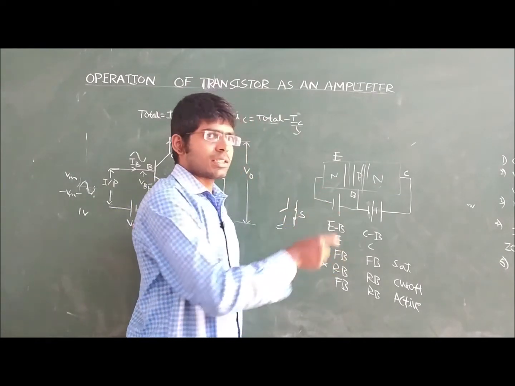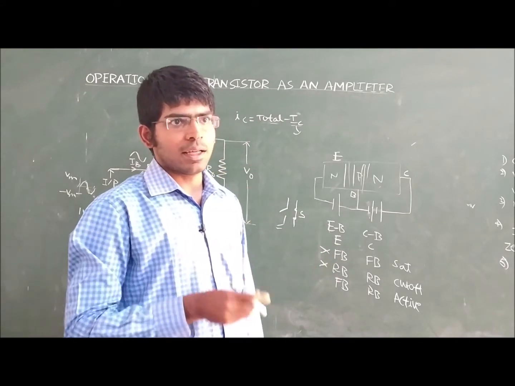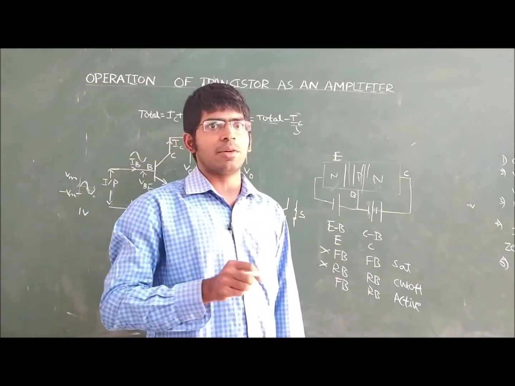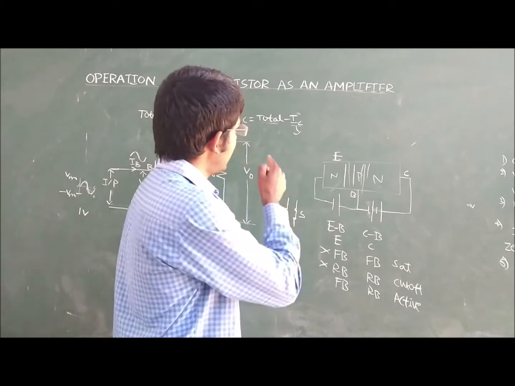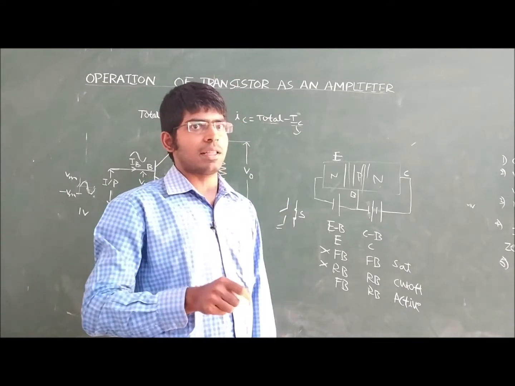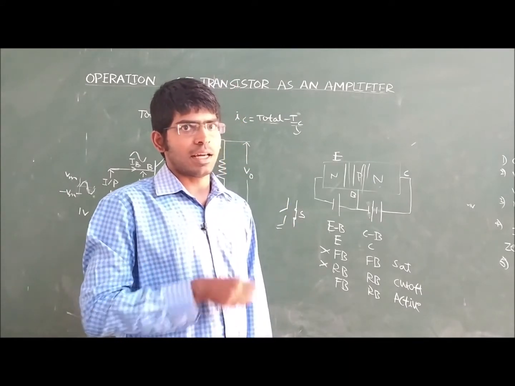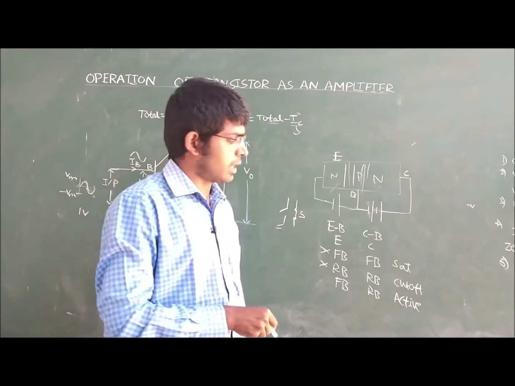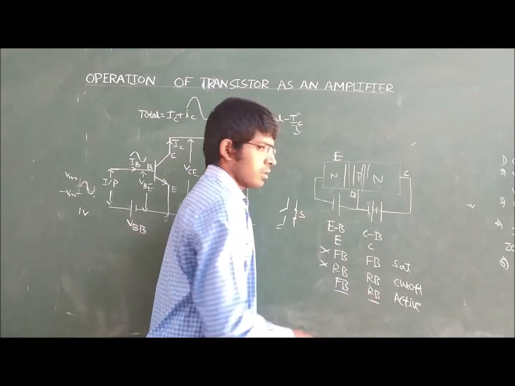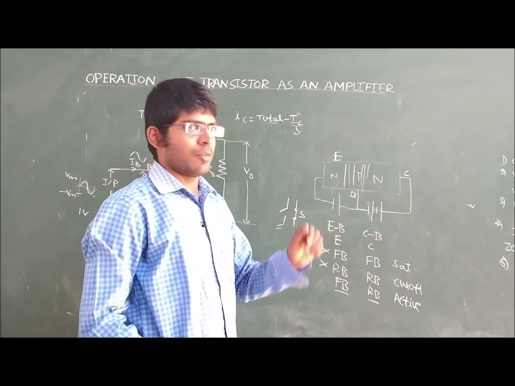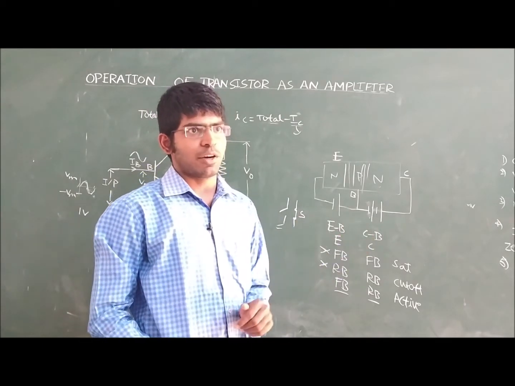In order to make the signal amplify, the transistor should operate in the active region. So as the heading suggests, now the transistor is operating in the active region, that's why it can amplify the signal. What is the active region? Here the emitter junction must be forward biased and the collector junction must be reverse biased.